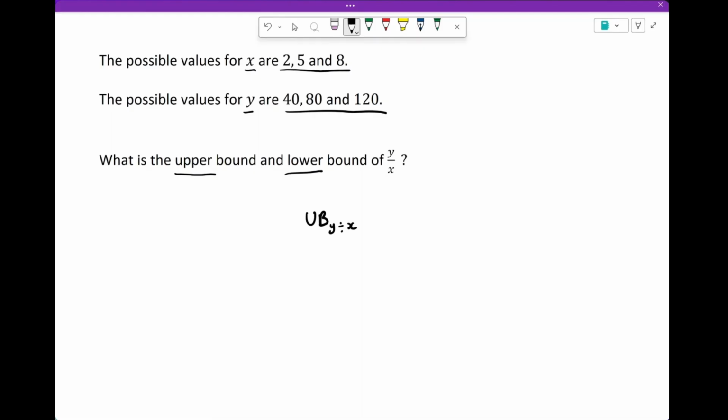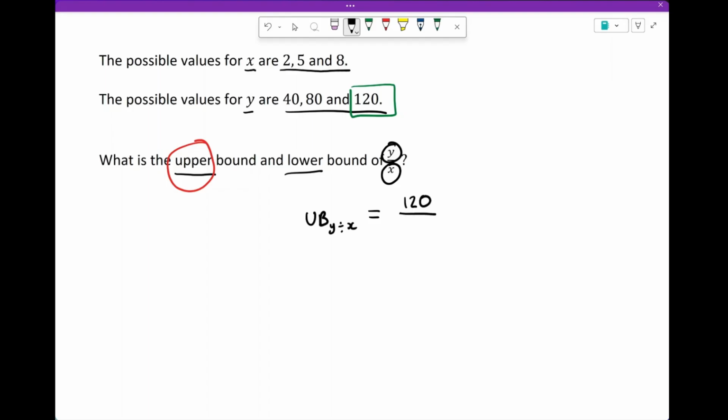Now we've got to think about division as trying to fit a number into another number. Okay, how many times can I get x into y? And for my upper bound, which I'm considering, I want to get x in as many times as possible into y. Therefore, what I want to happen is I want y to be as large as possible. So that would have to be 120. So we're going to write equals to, and I'm going to write 120 over.